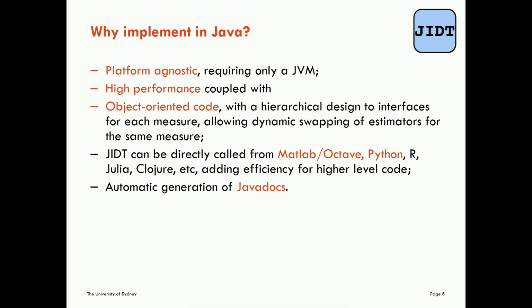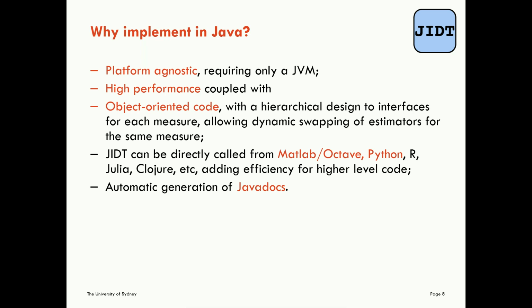Yet it's platform agnostic. It's very difficult to distribute C code across multiple platforms. That's not the case with Java. We just require a Java virtual machine. With that, we can couple that high performance with object-oriented code that's very easy to write. It provides us a hierarchical design for interfaces for each measure that allows us to dynamically swap different estimators for the same measure at runtime.